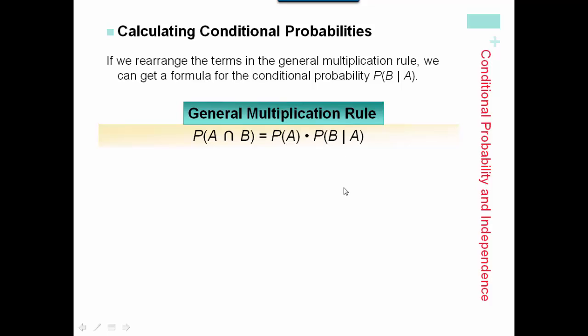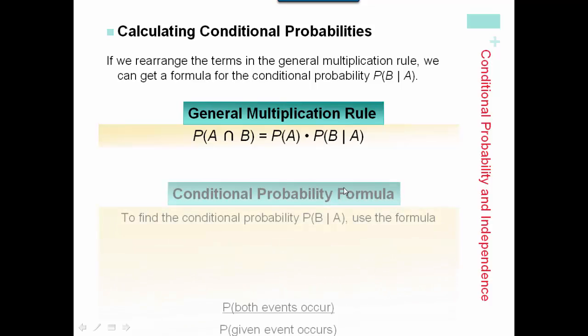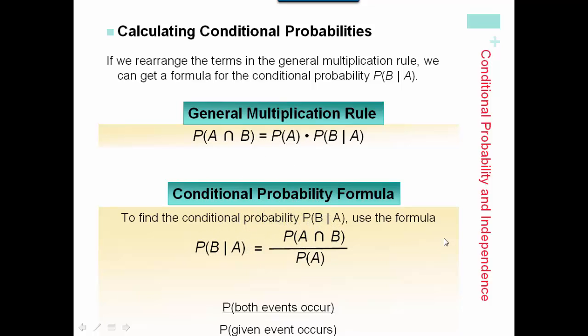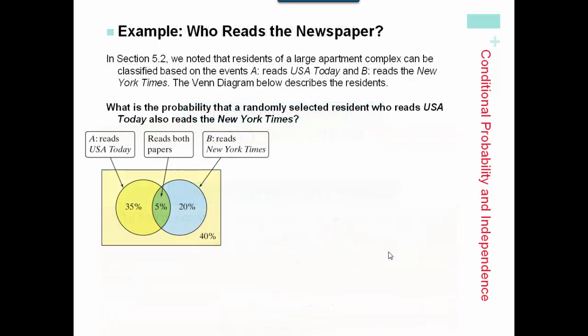If we rearrange the terms in the multiplication rule, we get a conditional probability formula. Here's what it looks like. The probability of B given A is the probability of A intersect B over the probability of A. Probability both events occur, over probability the given event occurs.